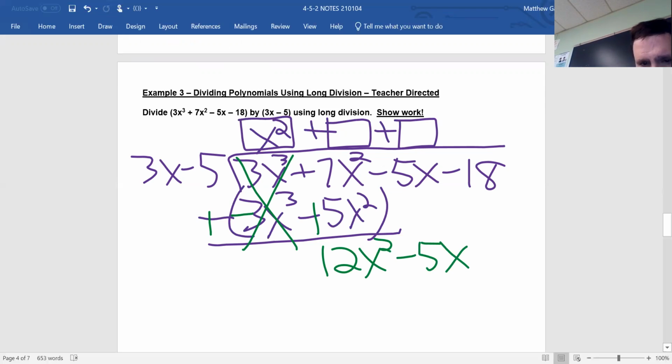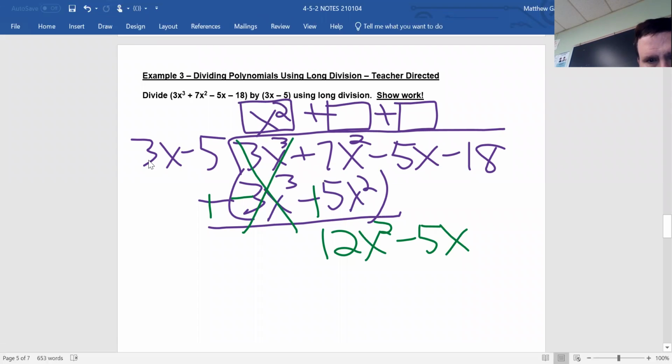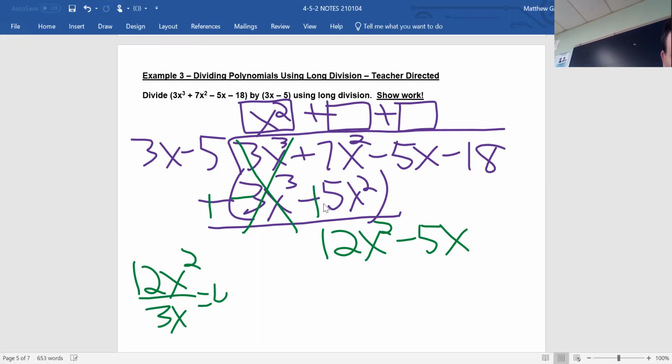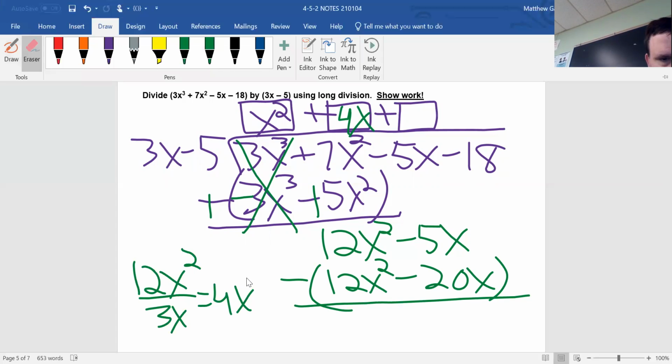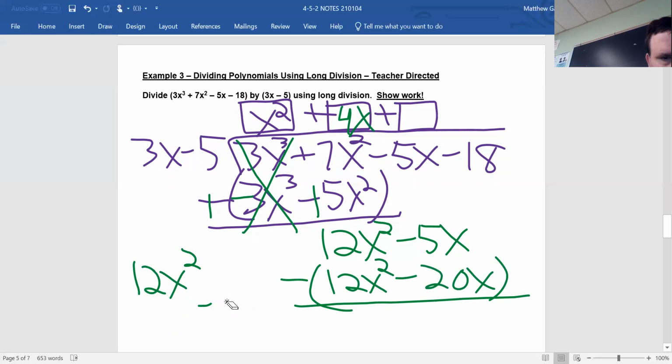Then you just slow down and say, well, we want to get rid of 12x squared. So we divide it by 3x. That's equal to 4x. So we got 4x times 3x is 12x squared. 4x times negative 5 is negative 20x. Subtract vertically. Erase my scrap. Benefits of the video is you can just go back and get that.